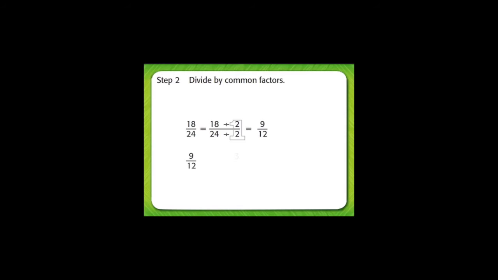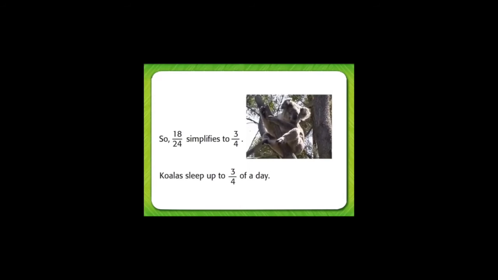9/12 has a common factor of 3, so it is not in simplest form. So divide the numerator and denominator by 3. Since the numerator and denominator in 3/4 have no common factor other than 1, the fraction is in simplest form. So 18/24 simplifies to 3/4. Koalas sleep up to 3/4 of a day.